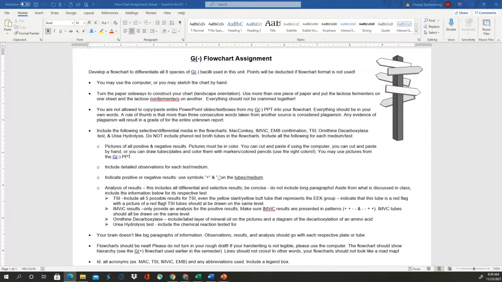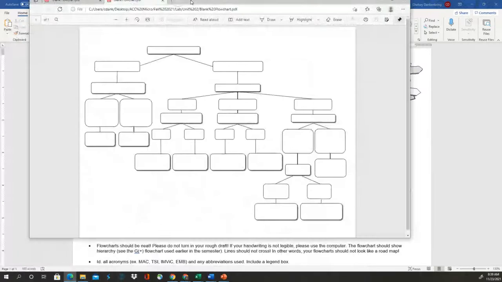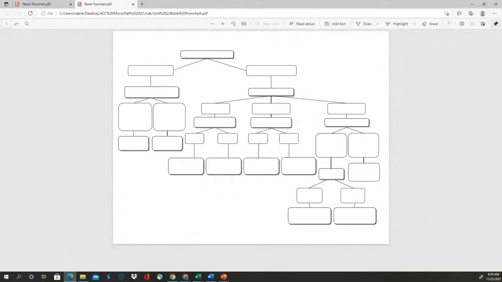Okay, so before I get into the details of this assignment, I want to make sure you understand what a flowchart should look like. Essentially the information is flowing in a downwards direction, oftentimes branching off into multiple different directions, and each branch is essentially going to identify a new test or a new organism. And the bottom row here is always going to be the organism name, written correctly.